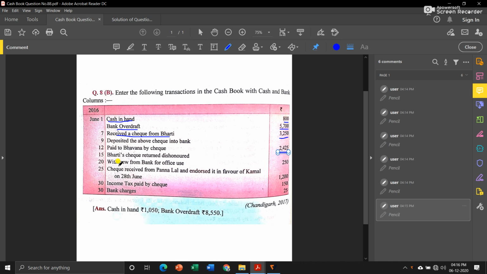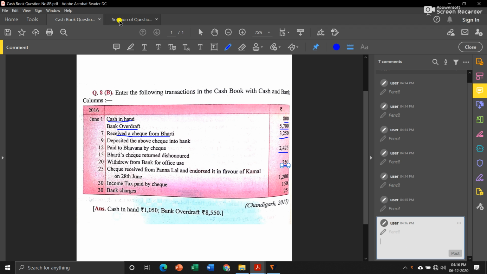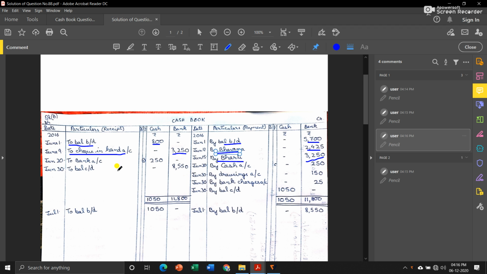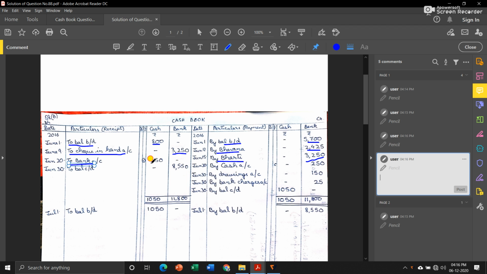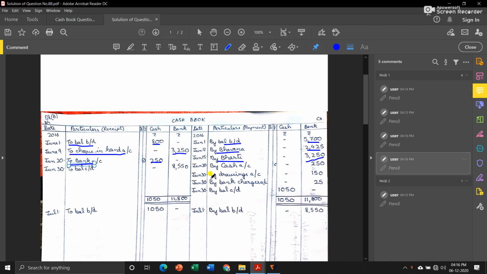Then next, on June 20, we drew from bank for office use. That means this will be a contra entry. We took out some money from bank, and when we took out that money our cash is receiving that money. So on receipt side we will write to bank account, in cash column we will write 250, and on the credit side we will write by cash account and in the bank column, because bank is the one who is paying that 250.